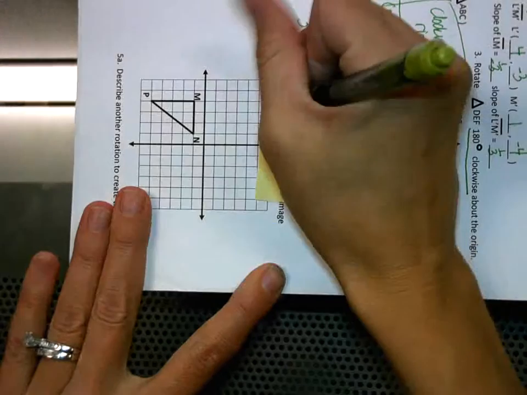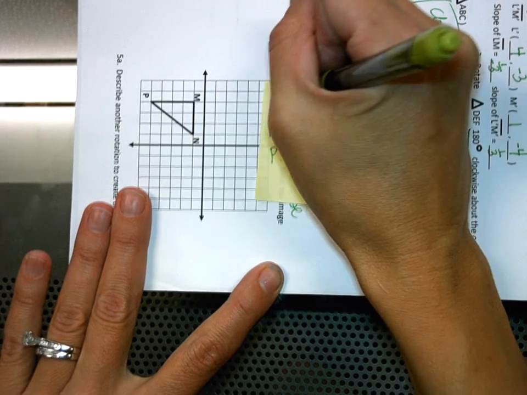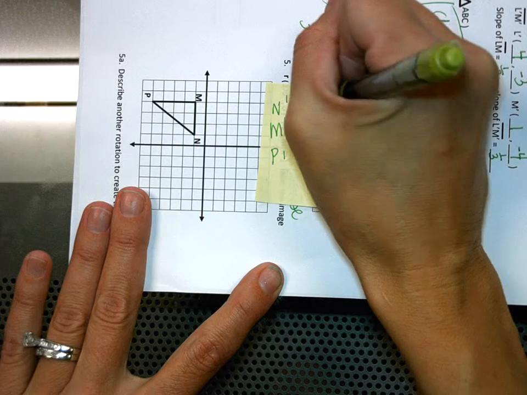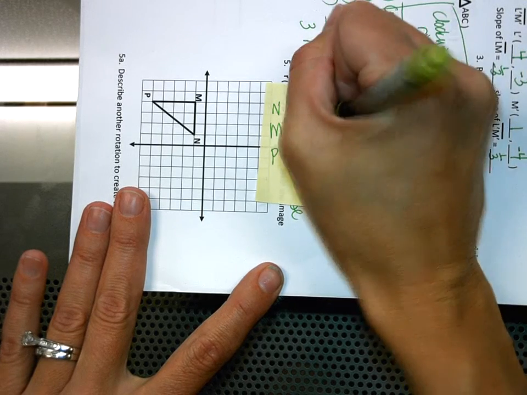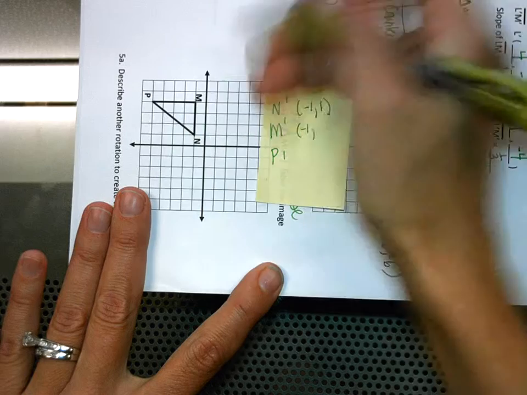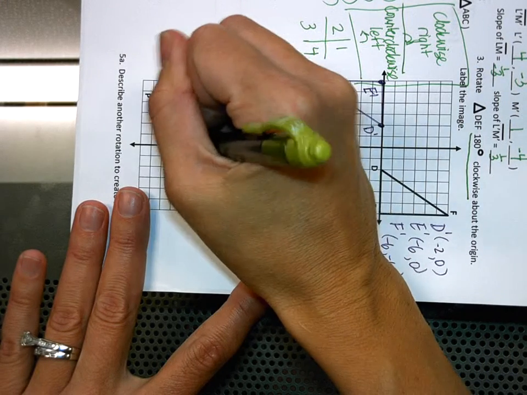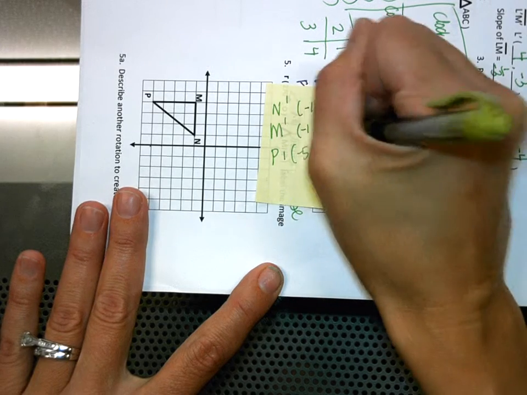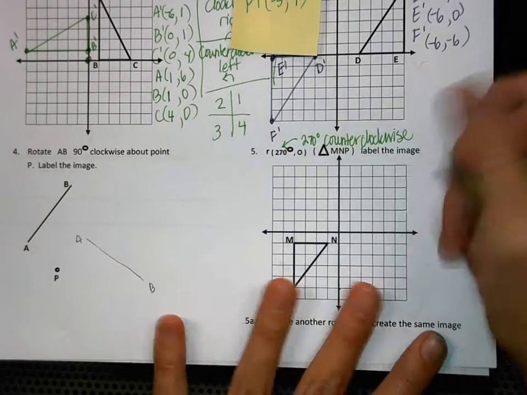So we have N, M, and P. So N prime is at -1, +1. M prime is at -1 and up 1, 2, 3, 4. And P prime is at -1, 2, 3, 4, 5 and up 4. So I'm going to write those and then I'm going to turn my paper back, and we'll write them here.